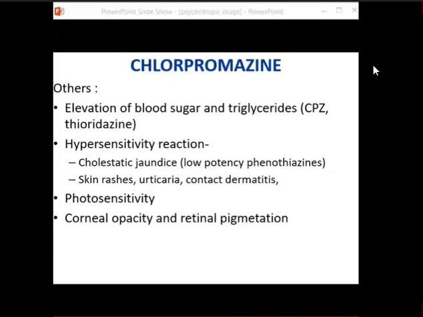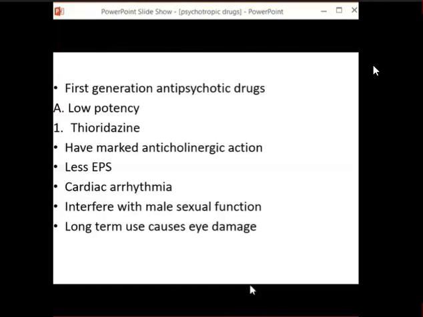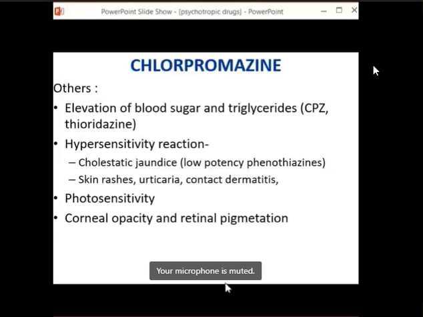So I think I will stop here today, and tomorrow we'll start with the other antipsychotic drugs. Today you all just go through the actions of antipsychotic drugs and the side effects of antipsychotic drugs, mainly the extrapyramidal symptoms and other side effects.